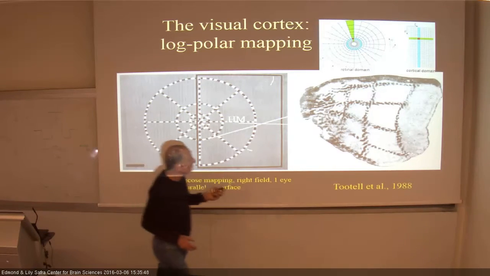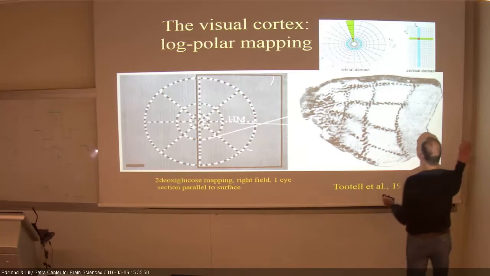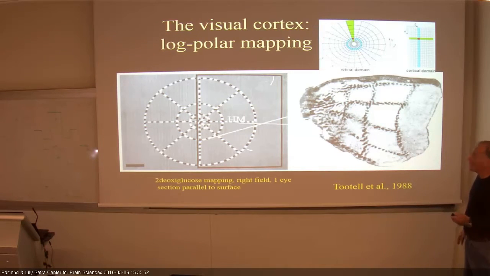Now, this is a cut through layer 4 of primary visual cortex. First of all, you see this image here. This is on the right visual field, so this is a cut through the left hemisphere.